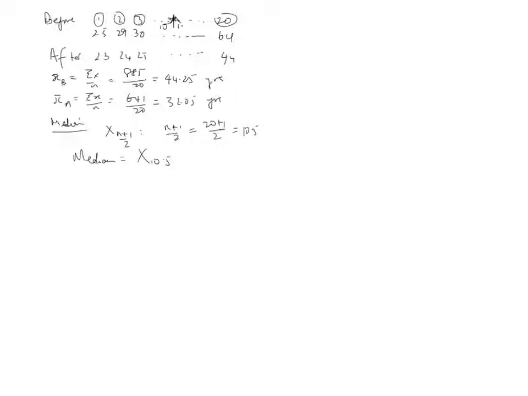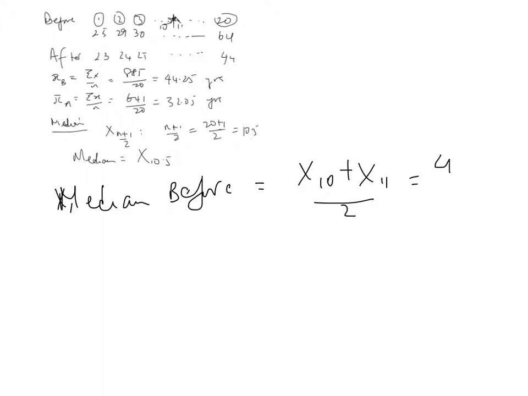I didn't show all of the values in the distribution, but in the case of the median before, if we look at the 10th and 11th values from the data set, the 10th value is 42, so x10 plus x11 over 2. It turns out that that is 42 plus 44 over 2, which gives us 43. Equal to 43. All right? So that's the median before.